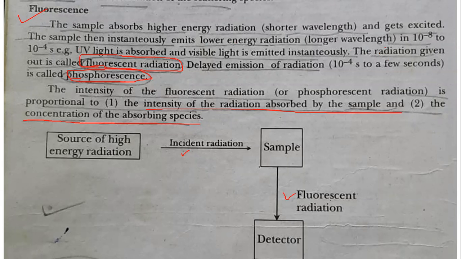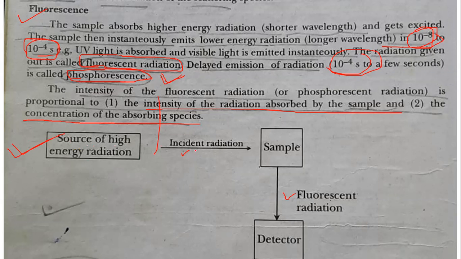Now what is fluorescence? If the absorbed radiation is given out in 10 raised to minus 8 second, that is called fluorescence. 10 raised to minus 8 to 10 raised to minus 4. A little time is taken for emission, that is fluorescence. And if the time required is more than 10 raised to minus 4 second, up to a few seconds, that is called phosphorescence. Okay, phosphorescence is also called delayed fluorescence. Okay, so this is the pictorial, or you can say the block diagram, for the representation.